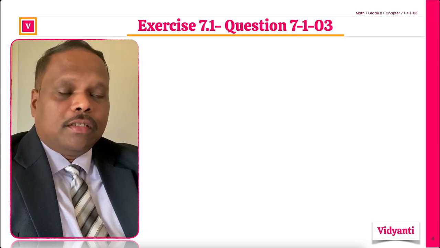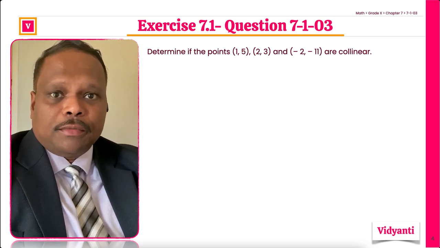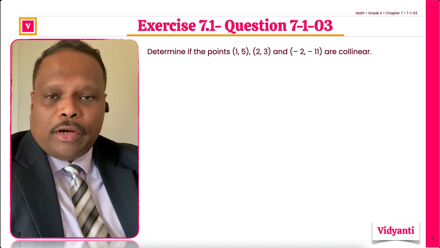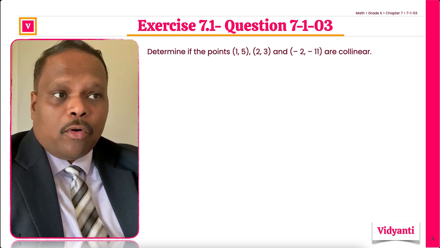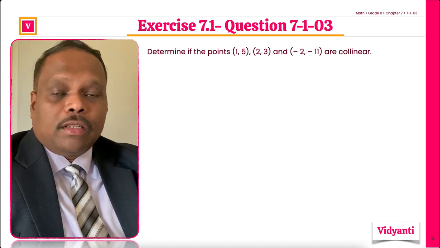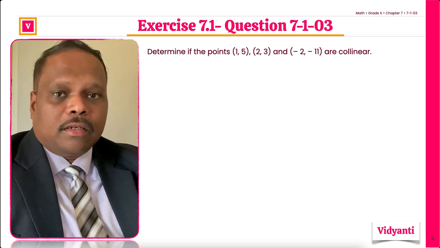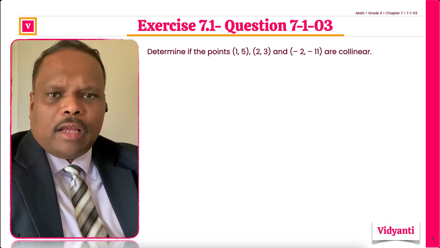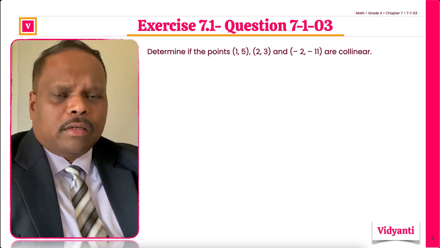Let's see the next question in this exercise, question 713. Determine if the points, well, we have been given three separate points with the coordinates, whether they are collinear or not. That's the question. This problem can be solved using multiple methods.